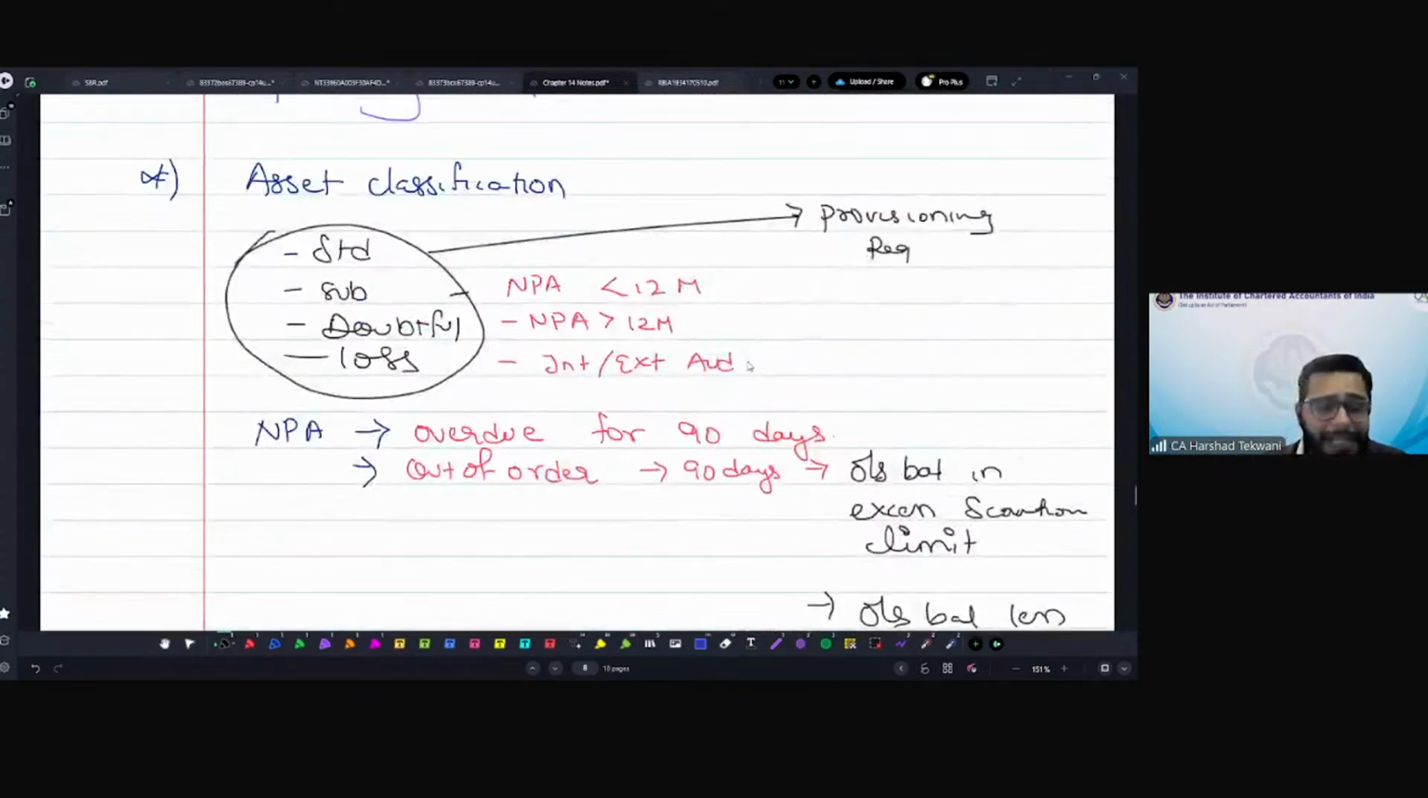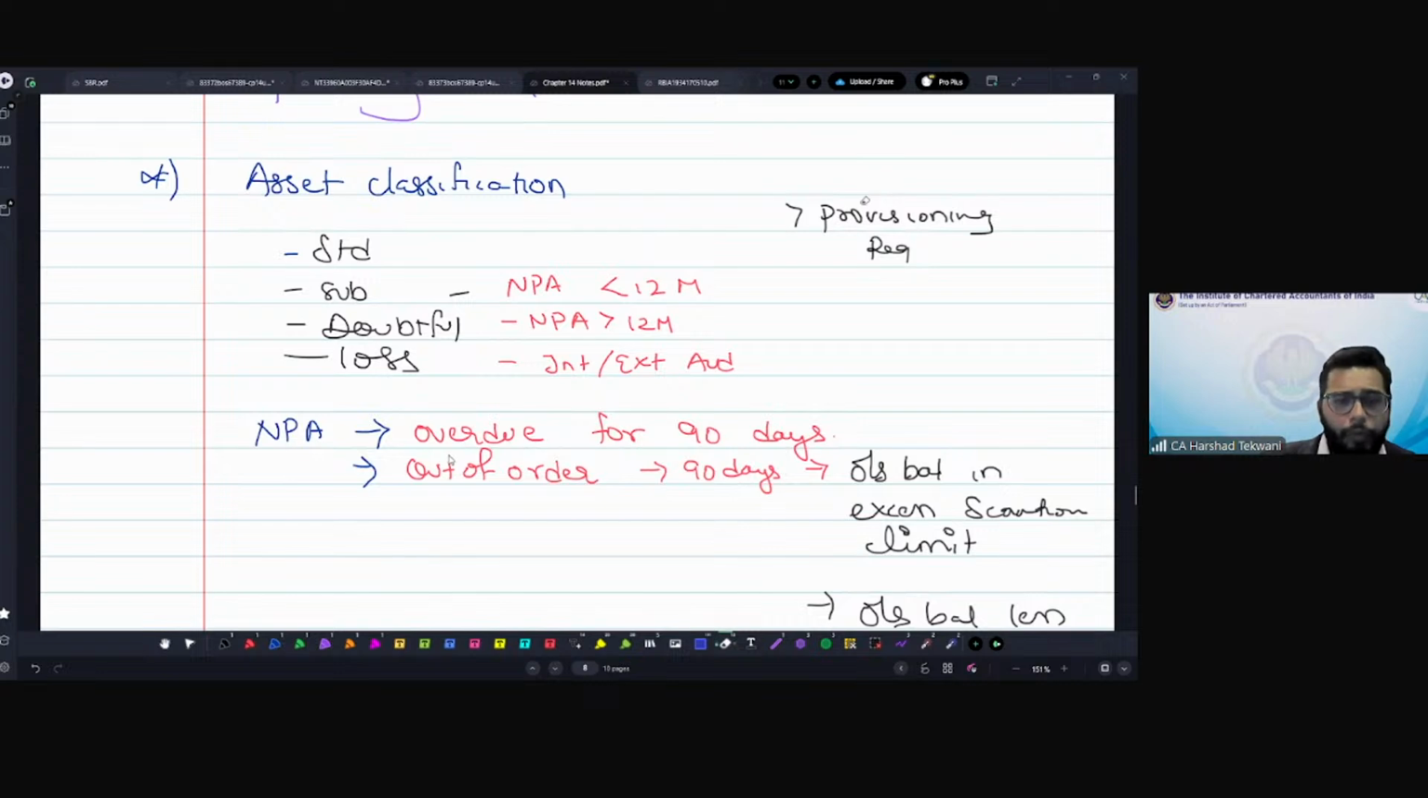Okay, now let's understand what is the provisioning requirement basically over here. So when it comes to the provisioning requirement, what was the provision required for the loss asset? 100%. Okay, so the provisioning requirement for the loss asset was 100%. Similar way, for the loss asset, it is 100%.